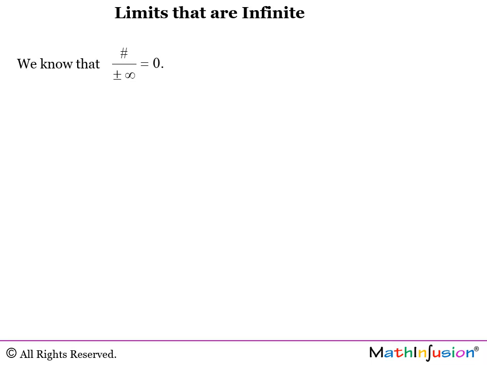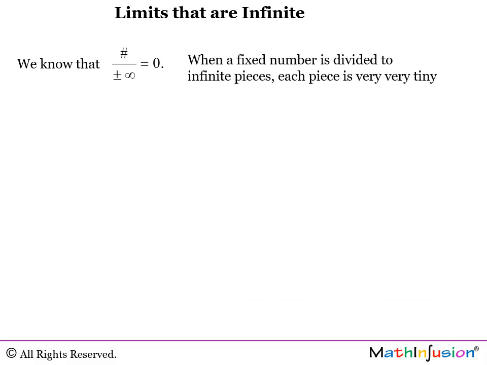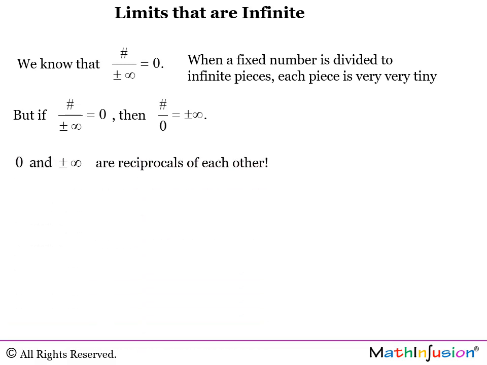We know that if we have a constant number over plus or minus infinity, we will get 0. Again, it is because a fixed number is divided into infinitely many pieces, so each piece has to be very, very tiny. But you can just do the algebra and get that if a number over plus minus infinity is 0, then a number over 0 is plus minus infinity. 0 and plus minus infinity are reciprocals of each other.